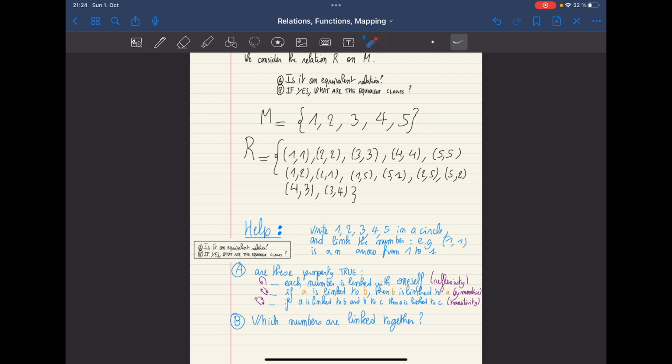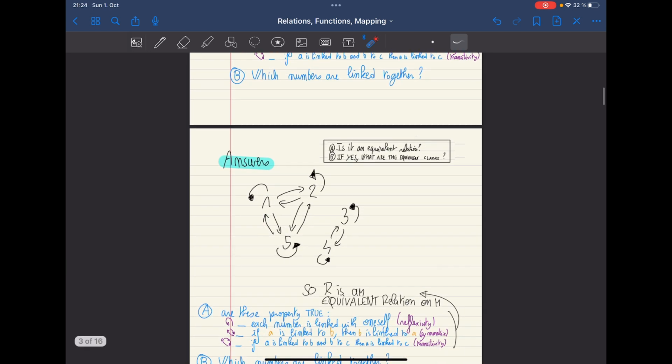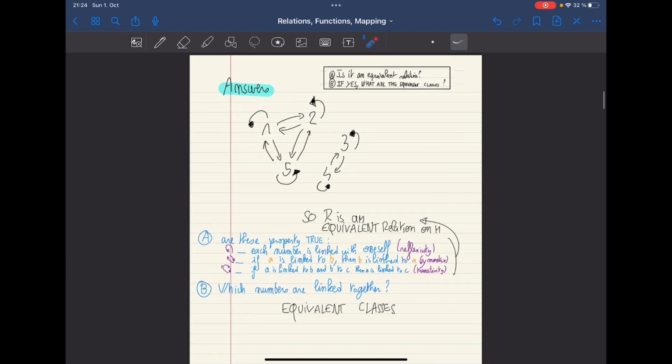Okay, now I'm going to correct it. So here is how it looks. And you see that the three properties are true because each number is linked to itself. And if A is linked to B, B is linked to A. This is true because 5 is linked to 1 and 1 is linked to 5, 2 is linked to 5 and 5 is linked to 2, etc. And transitivity is also true.